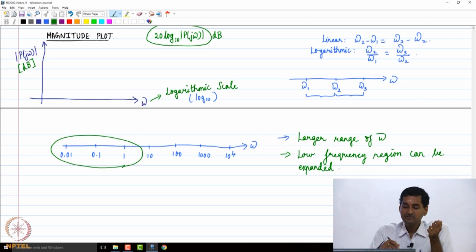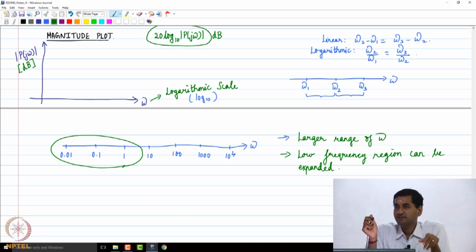Now comes the second question as to why we use a decibel scale for the magnitude. We take the magnitude, take the logarithm to the base 10, multiply it by 20 and convert it to decibels, right. Why should I use a logarithmic scale for the magnitude?